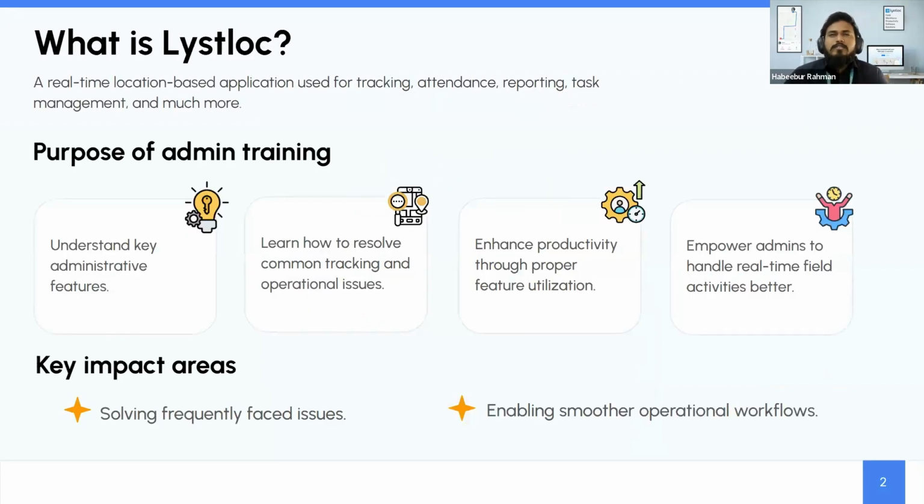Lystlock is a real-time location-based application designed to simplify and strengthen field operations. It provides a complete solution for tracking, attendance, reporting, and task management, helping organizations manage teams more efficiently.